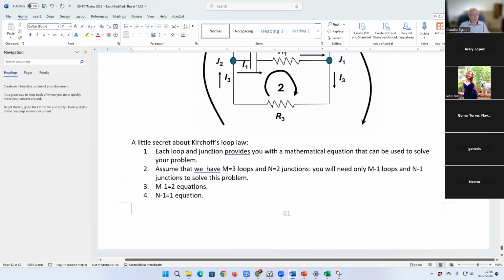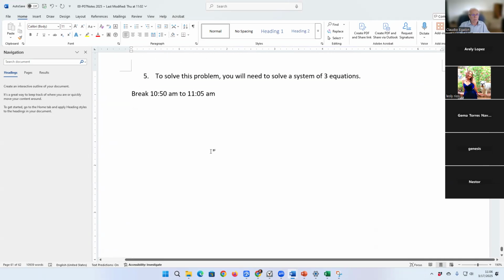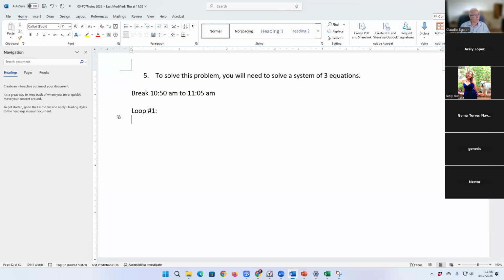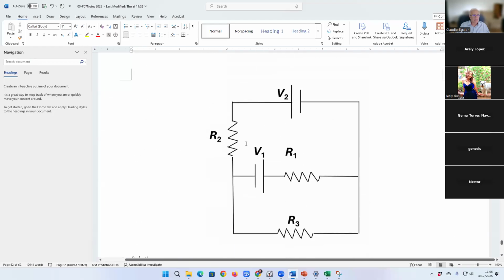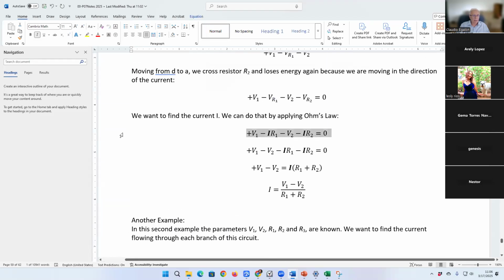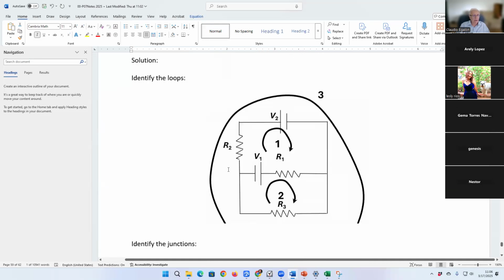Now let's start solving our equations, right? So let's start with loop number 1. Remember, I need only 2 loops, and you can choose whatever loops you want. You still get the same answer, no matter if you choose loops 1 and 2, loops 1 and 3, or loops 2 and 3. That's the neat thing about this technique. It is mathematically consistent.